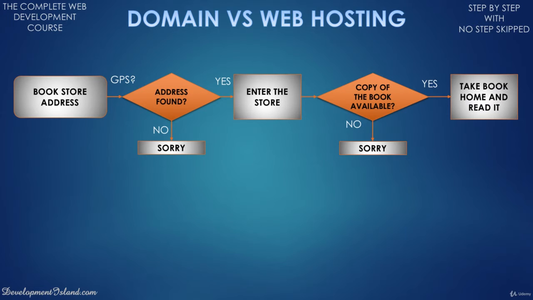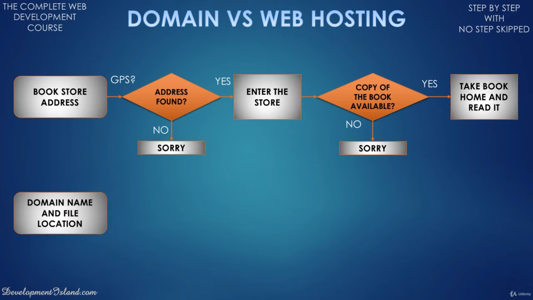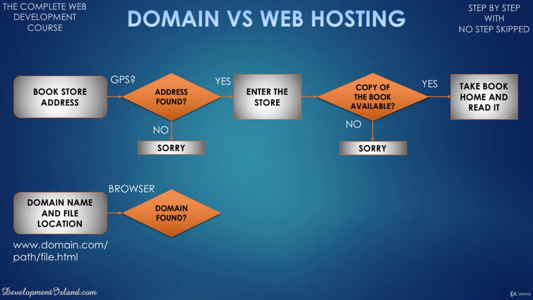So this simple example can be converted to the example of a domain or a URL typed by a user to access a website. What's happening is the URL has got a domain name and a file with the file location on the server. When you type this, the browser is going to look for the domain name first. Now the domain name is the equivalent of the address of the bookstore. So every single domain on the internet has got its own address.